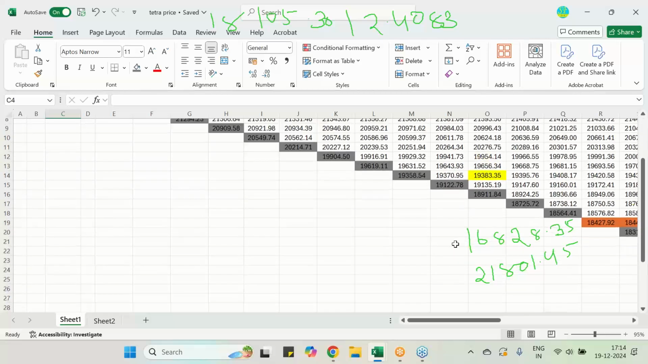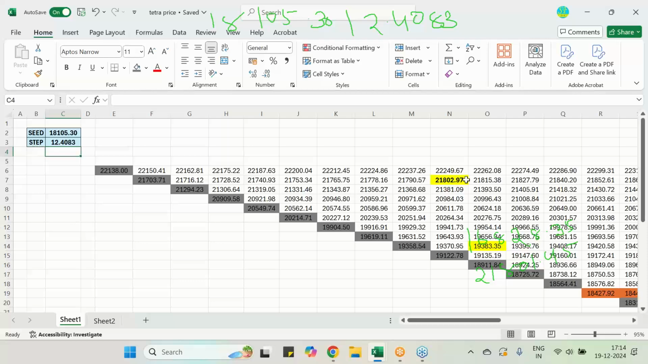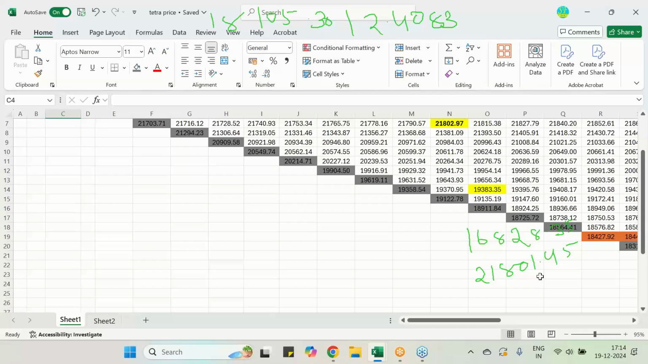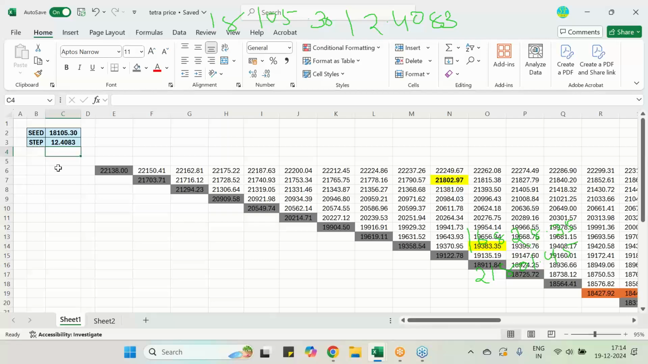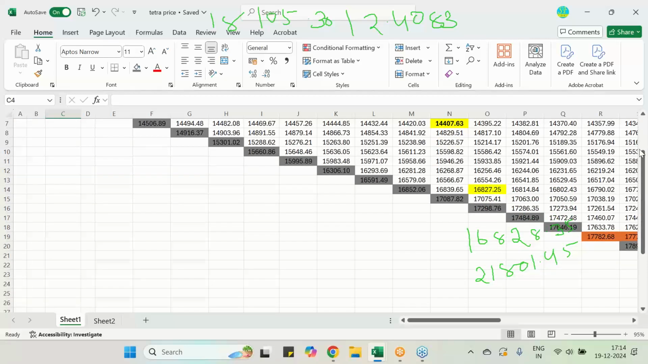See, this is what happened. Your calculated value is 21,803, and the high that happened was 21,801.45. Similarly, to get the low, like before, we make the step negative. Once I make the step negative, just see here, our calculated value for this particular cycle was 16,827, and the actual low was 16,828.35. The deviation has come down to 1.2, 1.5 points. This is the difference volatility makes when it mixes with the Gann study, the Elliott study, and the Fibonacci study.